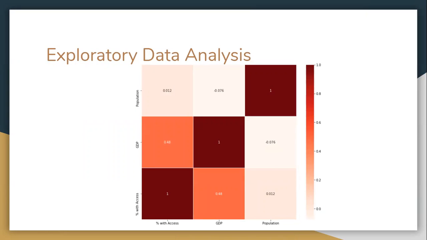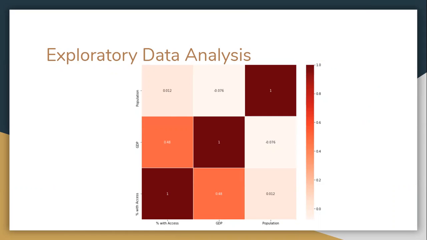This correlation matrix looks at the percentage of total population with access to clean water and relates that to GDP and population. Here we see a moderate level of correlation between GDP and percentage of total population with access to clean water, with a correlation of 0.48.